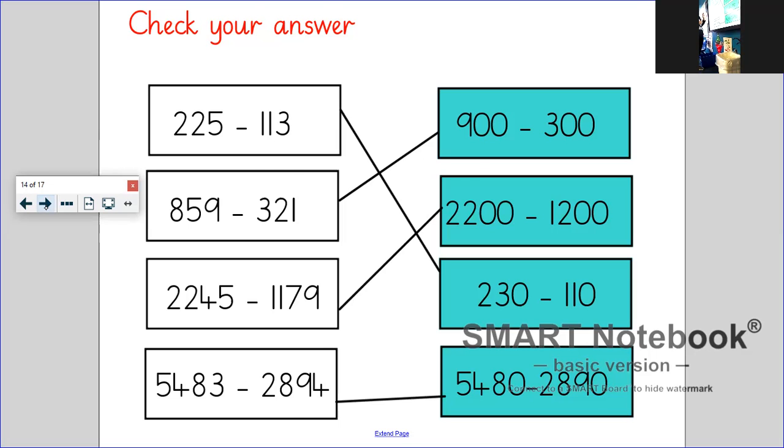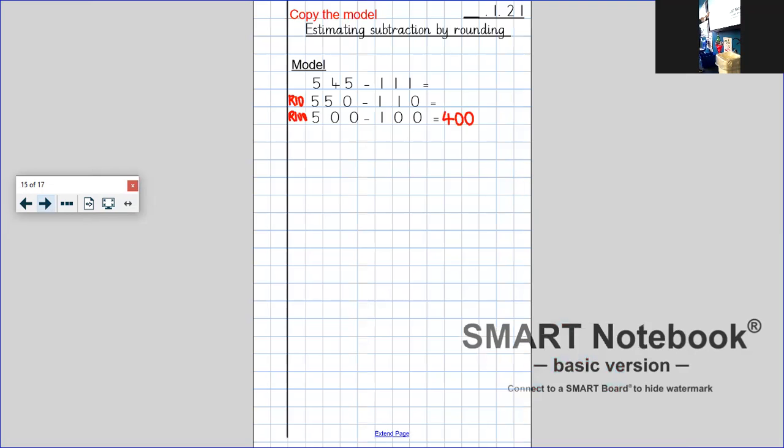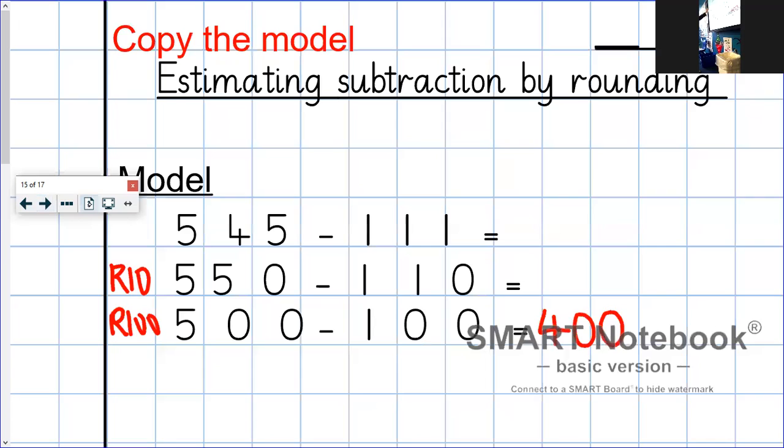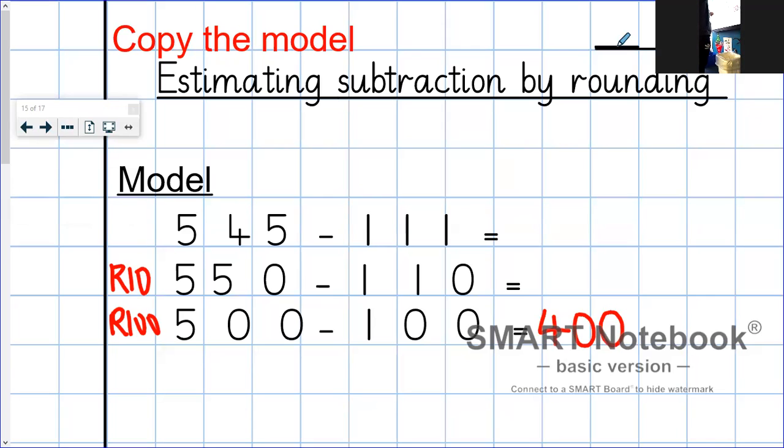Okay, let's move on. So now you're going to need some paper. I want you to copy my model onto your piece of paper, okay? You can write the title, which is rounding, estimating subtraction by rounding. You can write the date today, which is the 11th of the 1st, 2021. And I want you to copy my model. And I want you to answer the rounded to 100 question, because that tells you your rough estimate for the first number sentence. So pause the video now, copy my model, and then we'll move on.